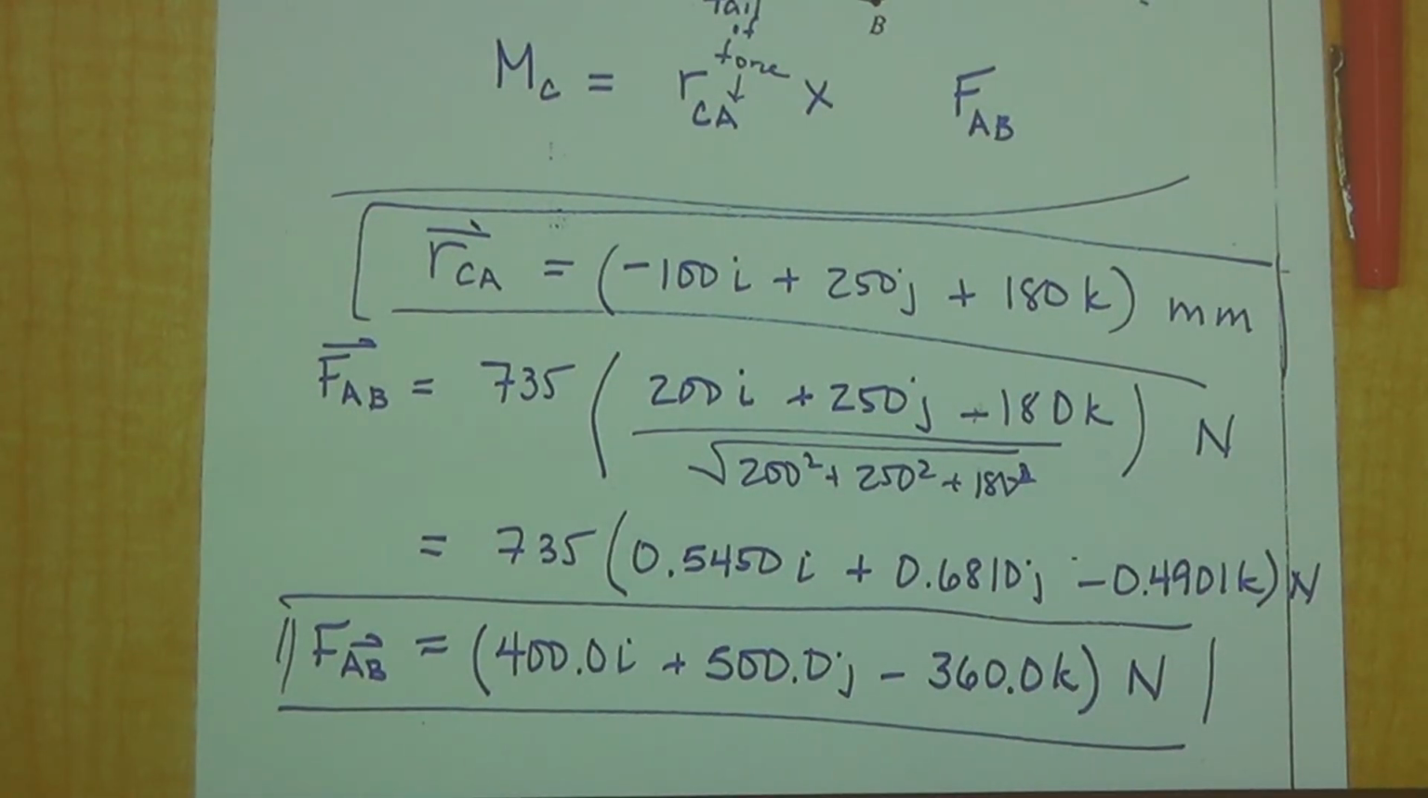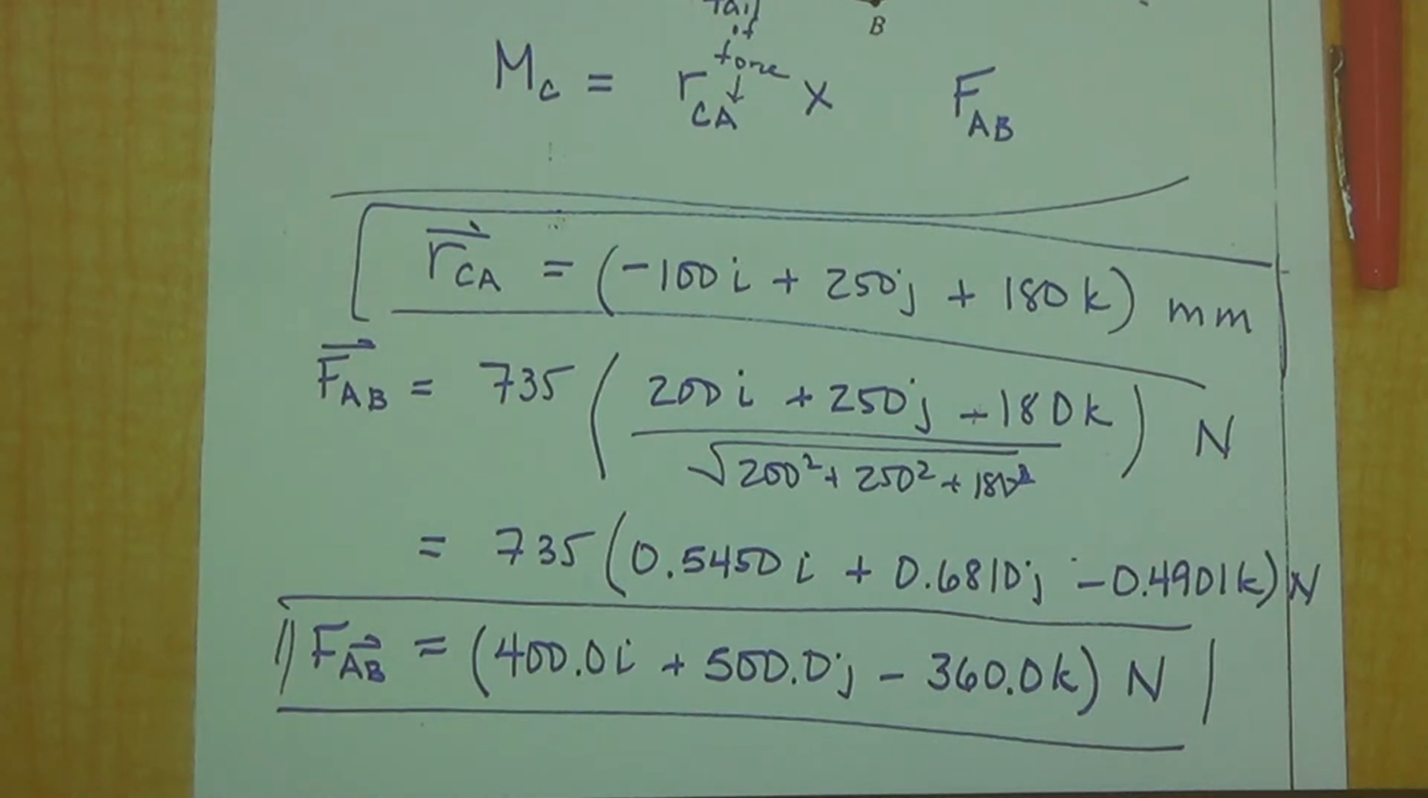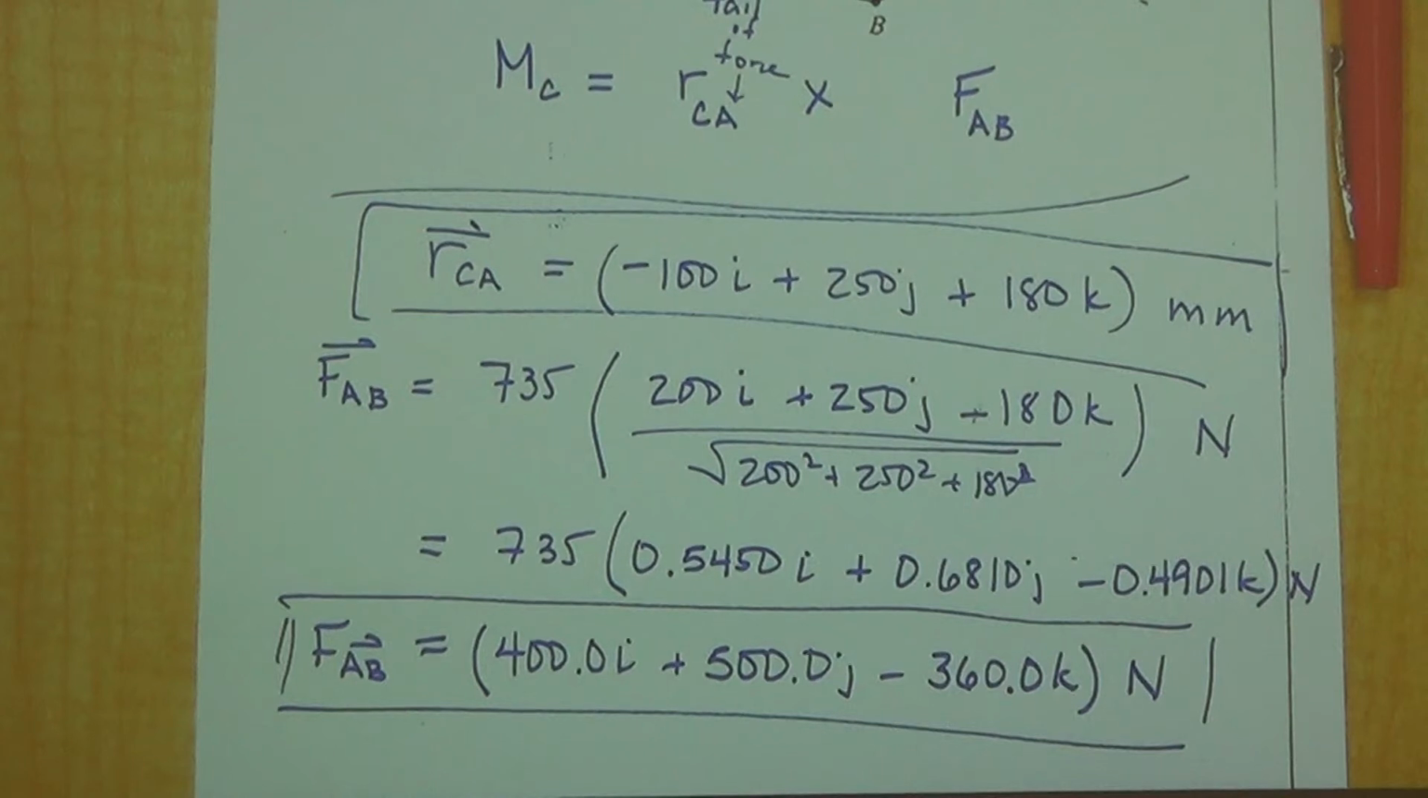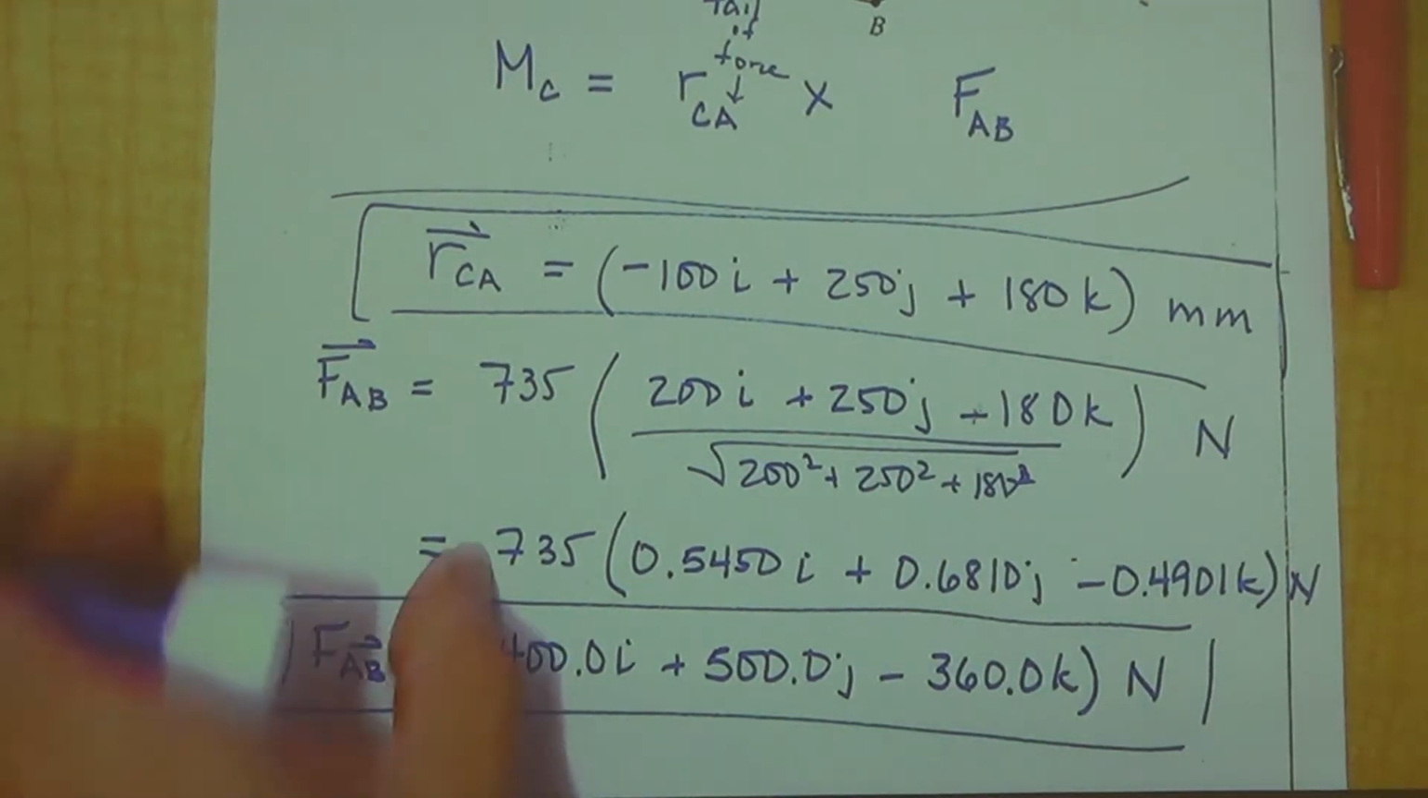Okay, so we're trying to find the moment about point C, and it was R cross F, and F went from A to B, and R then went from C to A. The first row is I, J, K. The second row is the R vector.